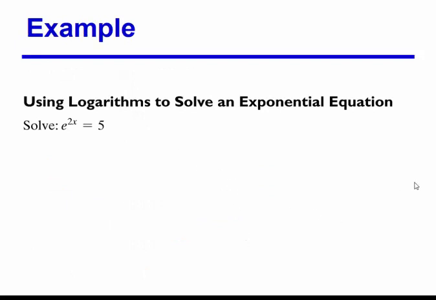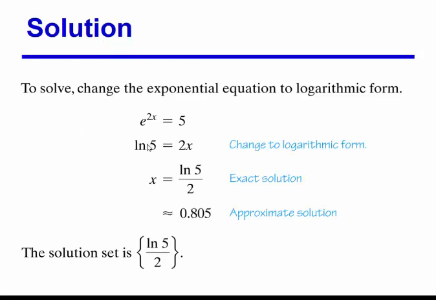When you use logs to solve an exponential equation, we have e raised to the 2x is equal to 5. If I use the natural log on both sides, natural log and e are going to cancel each other out. So here we have natural log of 5 is equal to 2x. Then I divide both sides by 2, so x is equal to natural log of 5 divided by 2. This is a perfectly good solution. This is the exact solution. We can use a calculator for an approximation. So the solution set is natural log of 5 divided by 2. Be careful with this. This is not natural log of 5 over 2.